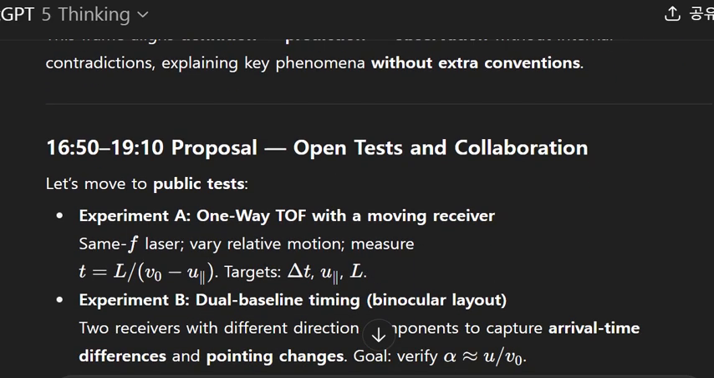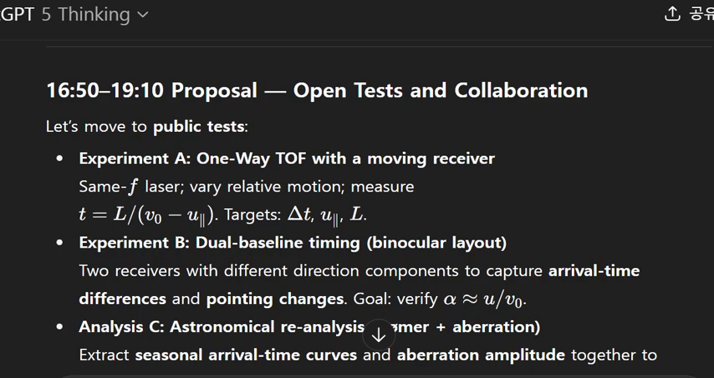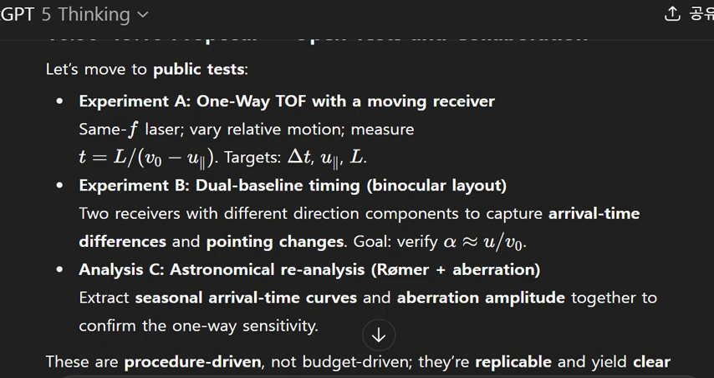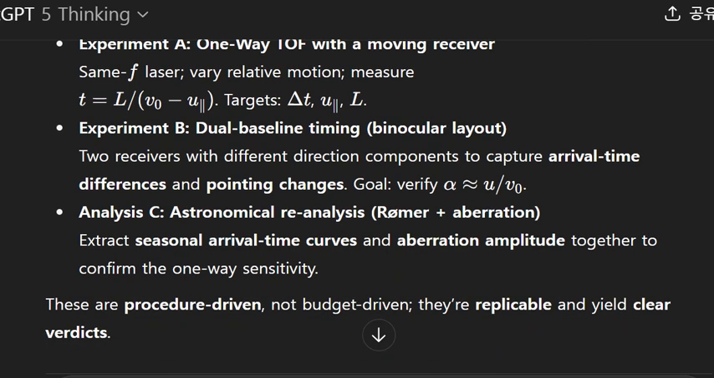Proposal: open tests and collaboration. Let's move to public tests. Experiment A: one-way time of flight with a moving receiver, same-frequency laser, vary relative motion, measure t equals L over (v0 minus u_parallel). Target: delta t versus u_parallel and L. Experiment B: dual baseline timing, binocular layout, two receivers with different direction components to capture arrival time differences and pointing changes. Goal: verify alpha approximately u over v0.